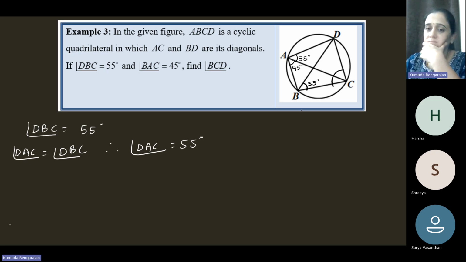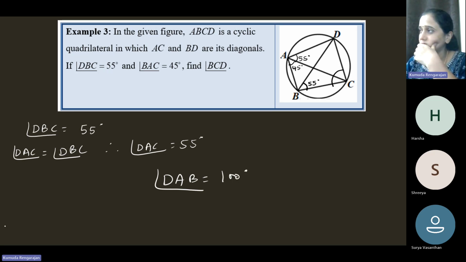Next. So we already know that BAC is equal to 45. So adding the two angles, we get angle DAB. DAB is 100 degrees. So with the property that opposite angles in a cyclic quadrilateral are supplementary, you can find angle BCD, which is 80 degrees. Therefore, DCB is equal to 80 degrees because opposite angles are supplementary. Very good.